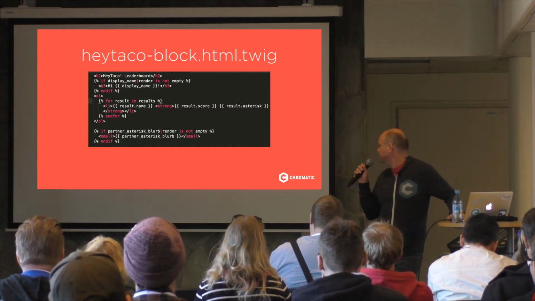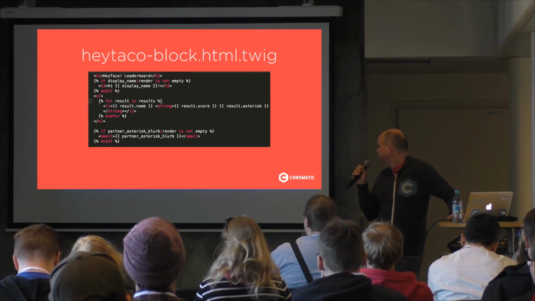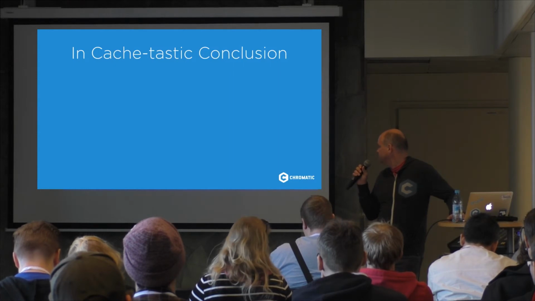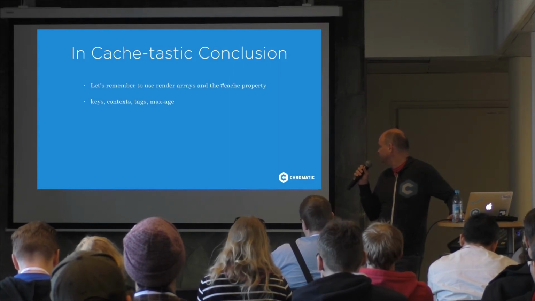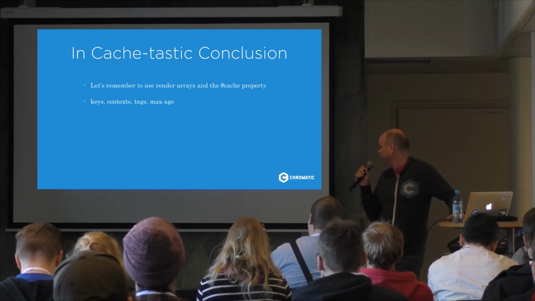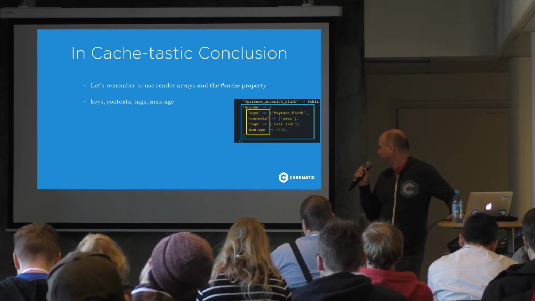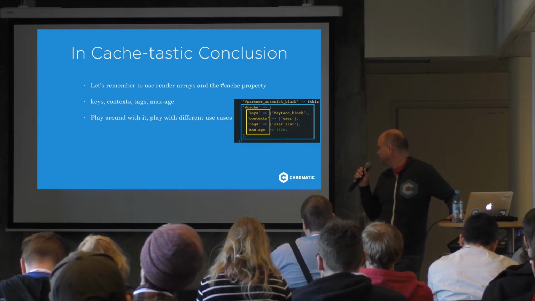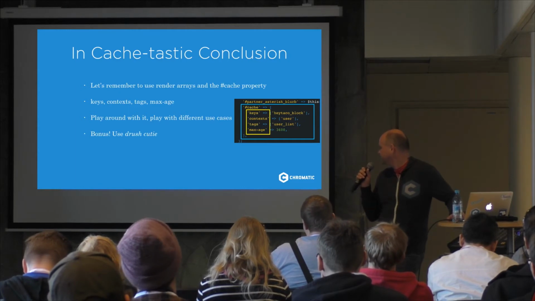And this is just showing the twig template that I built. So, in conclusion, let's remember to use render arrays, and that's the cache property that can be used. And we have keys, contexts, tags, and max age.